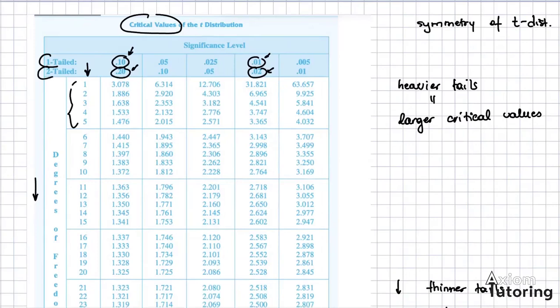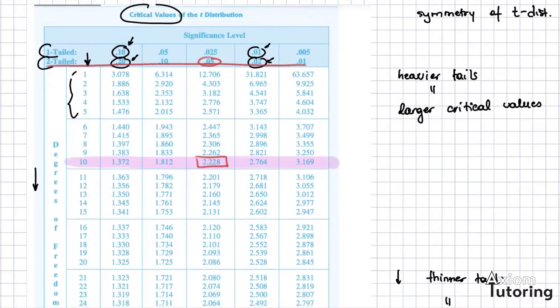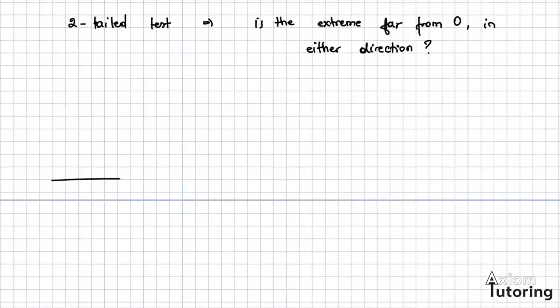For instance, let's assume we have 10 degrees of freedom. So I'm highlighting the line where I have the 10 degrees of freedom. If I look here for the two-tailed test at the 5%, meaning I am looking at the two-tailed, I need the 5% right here. So moving down, my critical value is this number here, 2.228. Okay, so how do I interpret that number? Before that, let me show it to you in a graph.